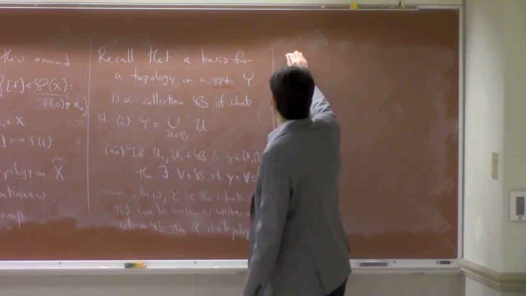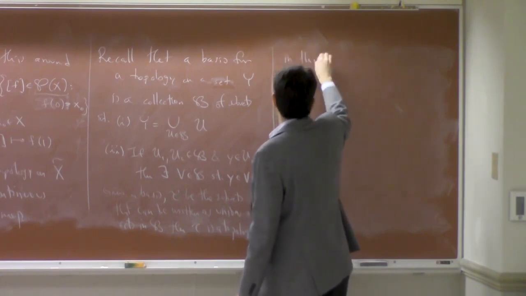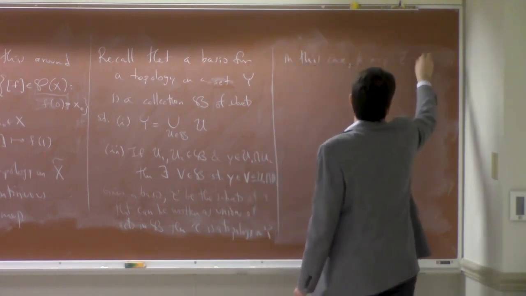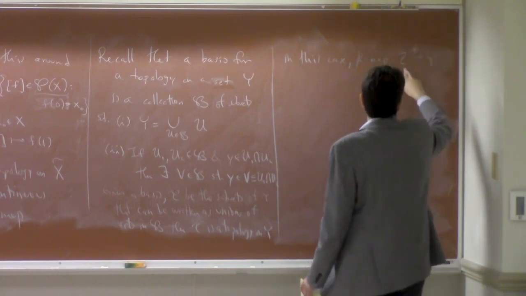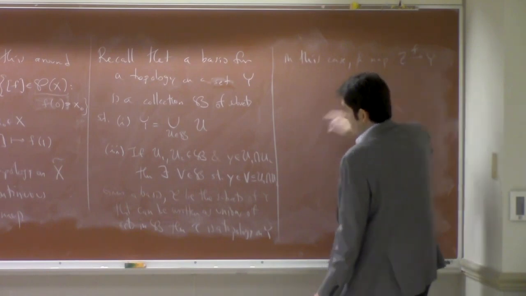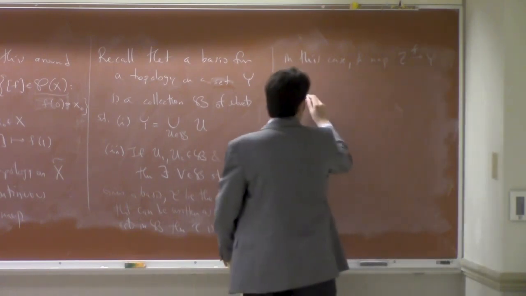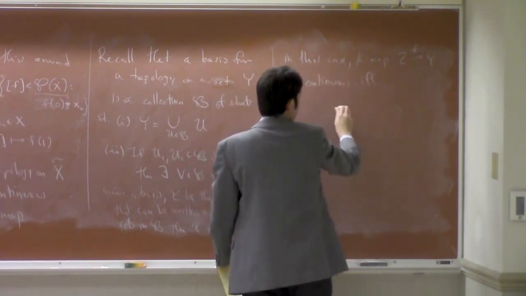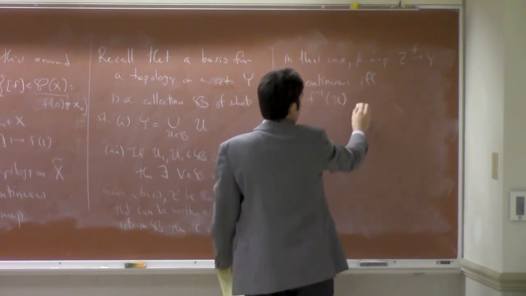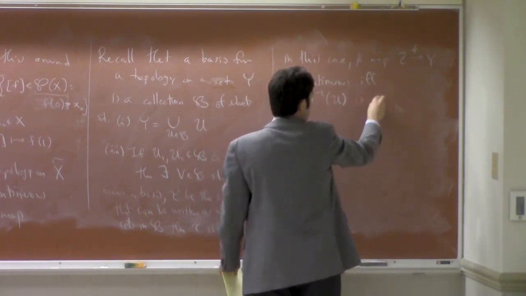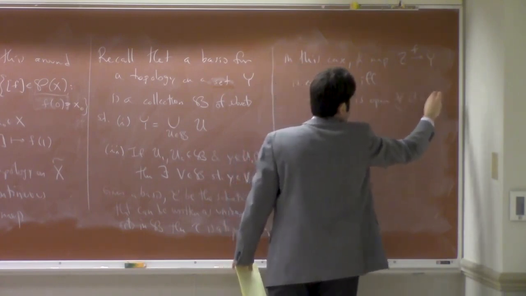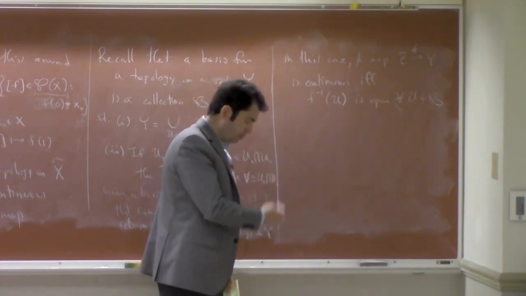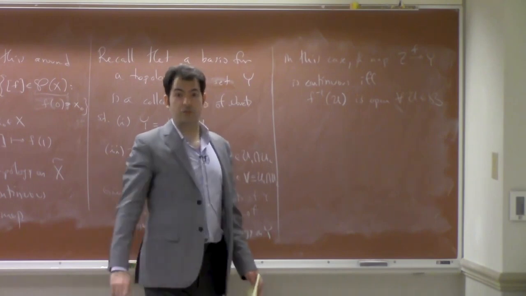So in this case, a map from Z, some topological space Z, to Y, whose topology is given in this way, is continuous if and only if the inverse image of a set is open for the elements of the basis. Right? So to check continuity, it's enough to check that the inverse image of an open set is open for open sets in the basis of the topology.